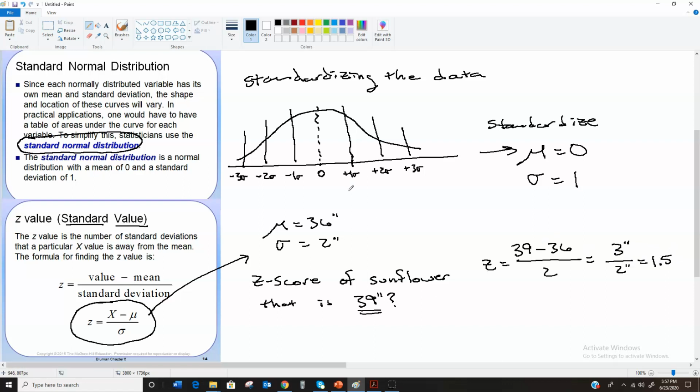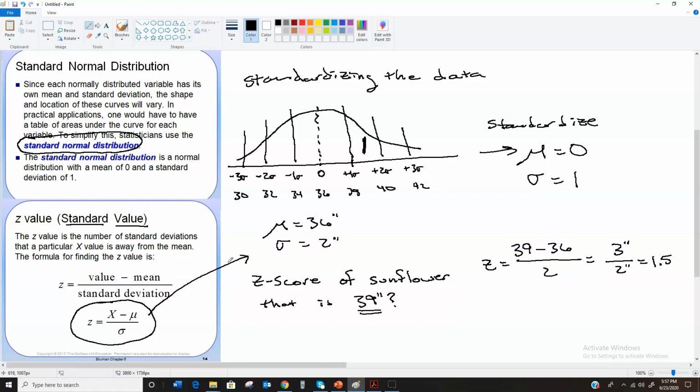Remember, let's fill this in: this would be 36, 38, 40, 42 with the actual data. And so we're saying that a sunflower that is 39 inches tall is at 1.5 standard deviations, because it's more than 38 inches but not 40 inches. It's right in between them. So this would be 1.5 standard deviations. That's what that z-score gives us. It tells us how many standard deviations above average you are.